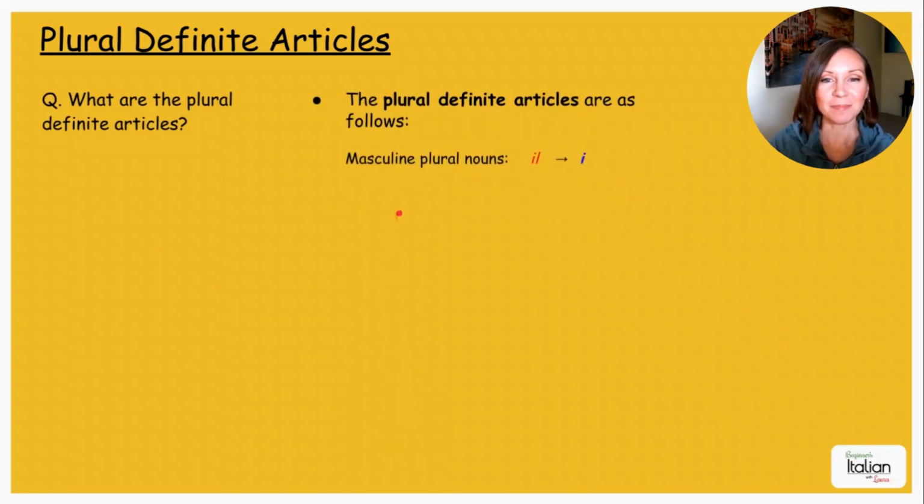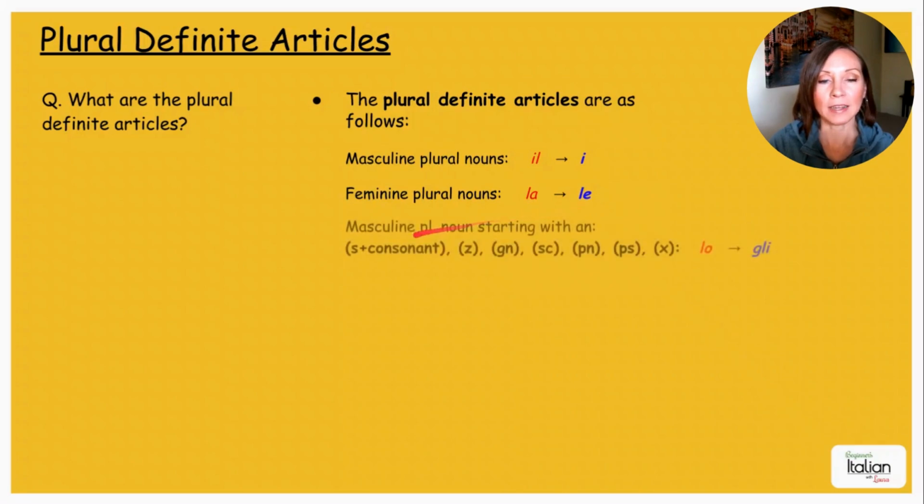So for masculine plural nouns, il becomes I. Okay, il becomes I, or the letter I. For feminine plural nouns, la becomes le. Okay, la becomes le. Masculine plural nouns starting with S plus consonant, Z, GN, SC, PN, PS, or X, the lo becomes gli. Okay, lo becomes gli.